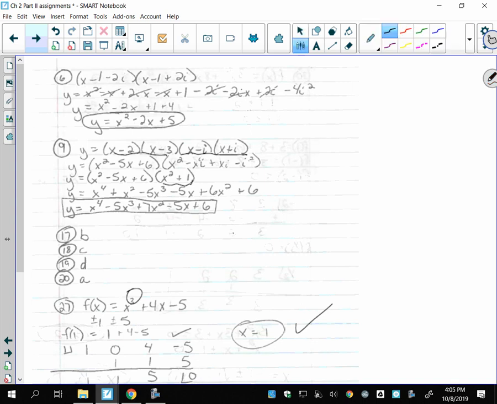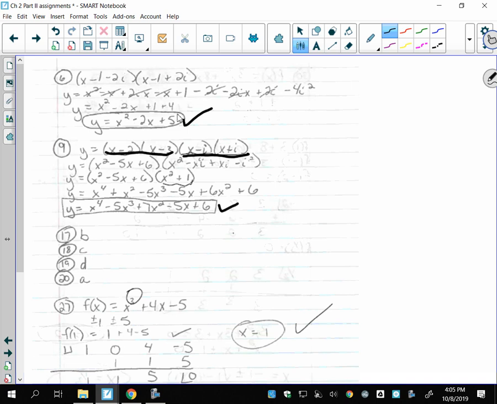The i should cancel out, and so this is the answer on number 6. Number 9, as I said in class yesterday, my advice is do these two first, and you get x squared minus 5x plus 6. Do these two second, and you get x squared plus 1. And then when you work those out, you get this answer.